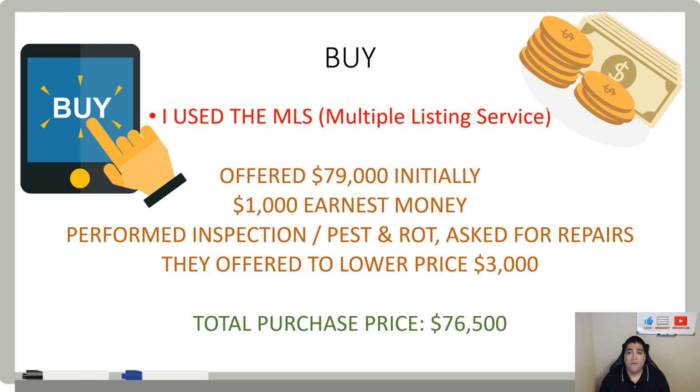But I made them an offer. They were looking for about $84,000. I offered them $79,000, and they accepted my offer. From that point, I had to submit my earnest money. In my offer, I said that I would put down $1,000 earnest money in order to lock up this deal. So now I was locked into this deal to buy this property.